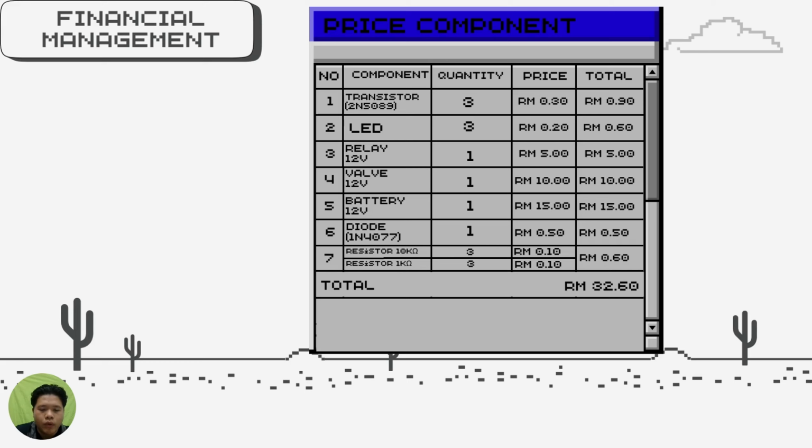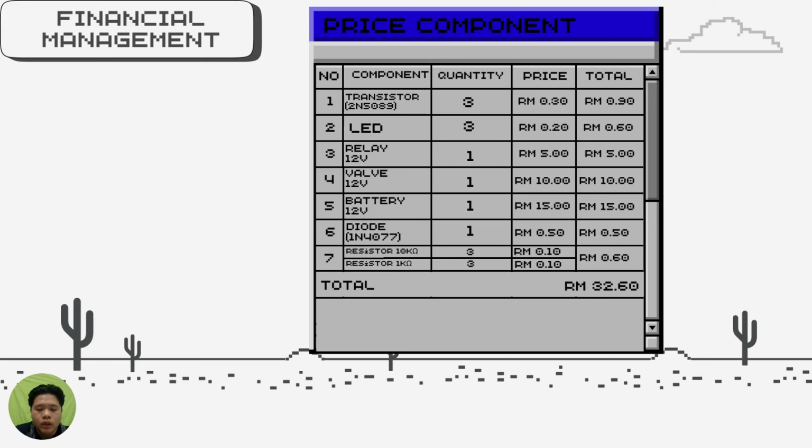For the relay we use 12 volt. We use only one relay and its price is 5 ringgit. For the valve we use 12 volt. We use one valve and its price is 10 ringgit. For the battery, 12 volt, we use only one because we just use a 12 volt battery. Each battery is 15 ringgit. For the diode we use one 1N4007. We use one and each diode is 50 cents.